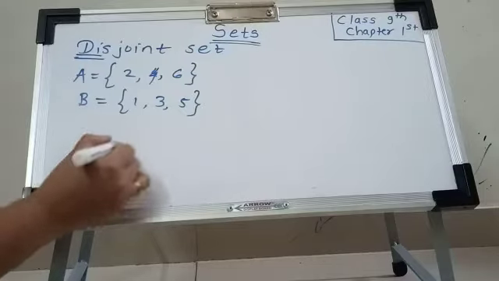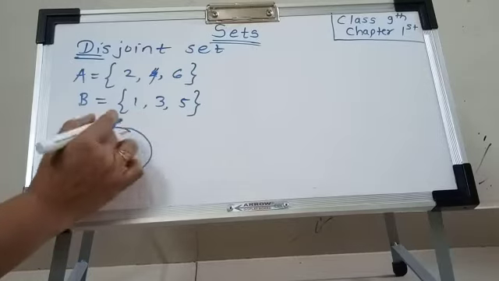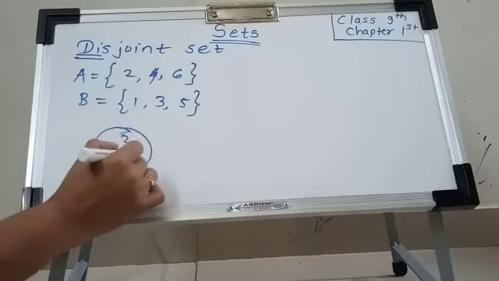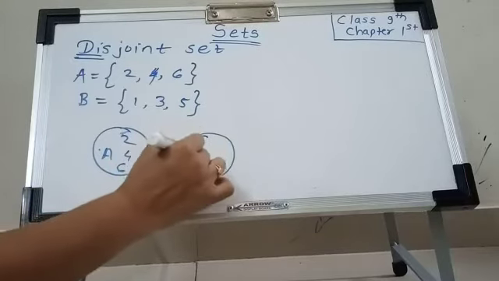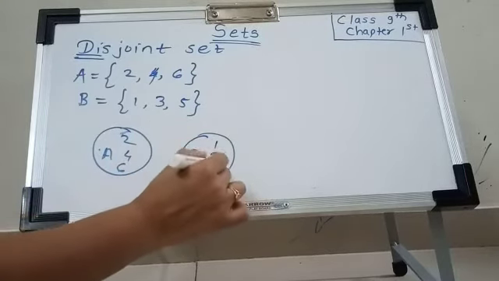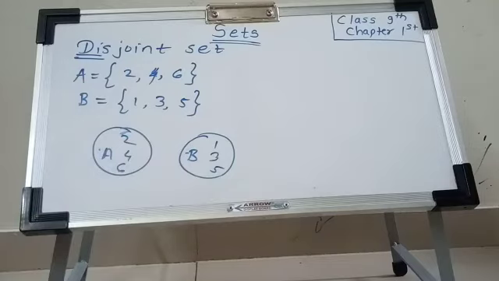How to draw the Venn diagram of this? Set A: 2, 4, 6. This is set A. And for set B, disjoint means no common elements: 1, 3 and 5. Understand? This is a disjoint set.